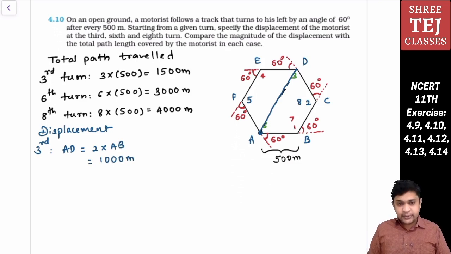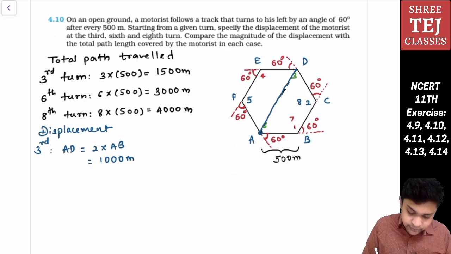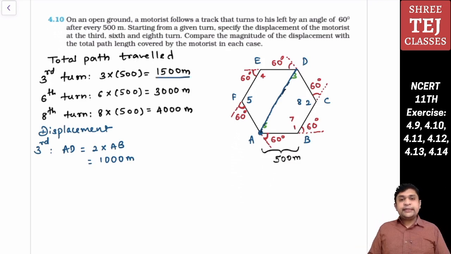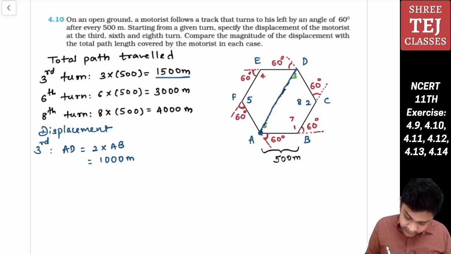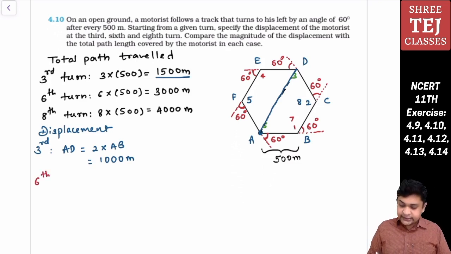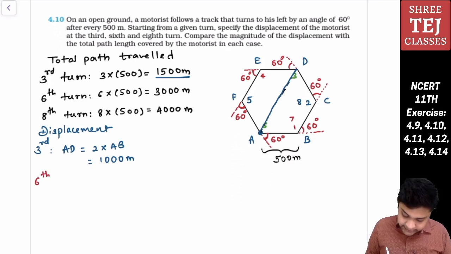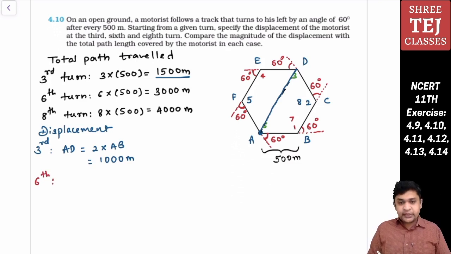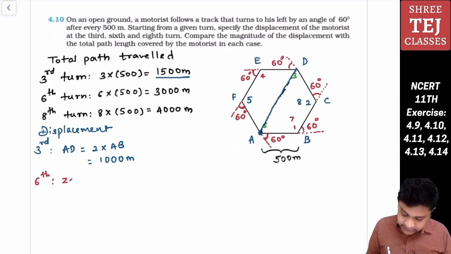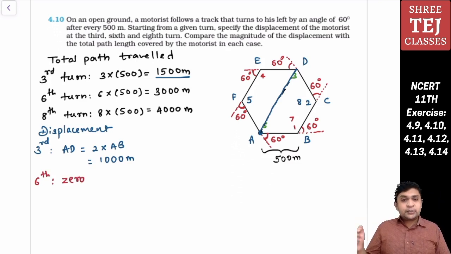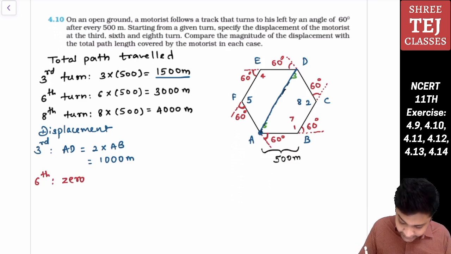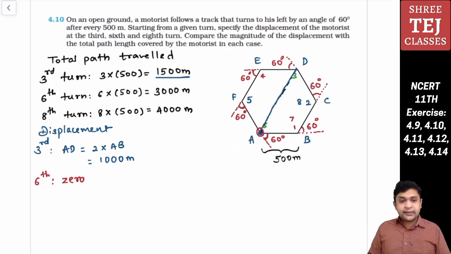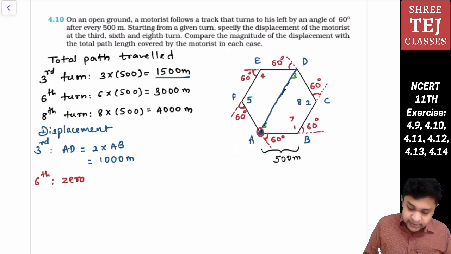Okay. So this will be the displacement at the third turn. For the sixth turn, what is the displacement? Displacement would be 0 because the motorist has returned to his original position, which is point A. So for the sixth turn, displacement would be 0.